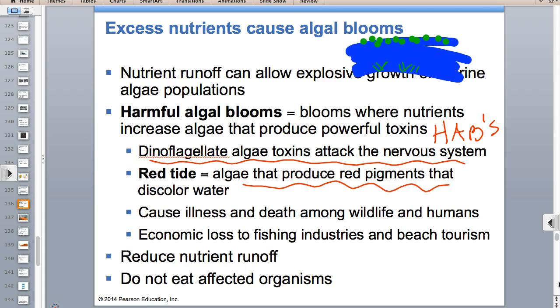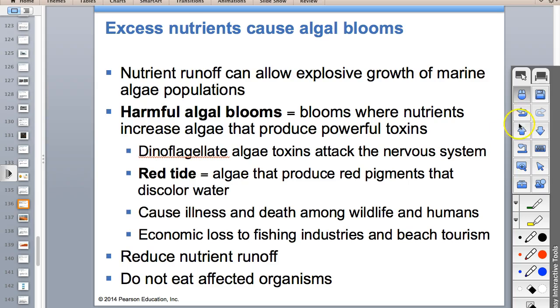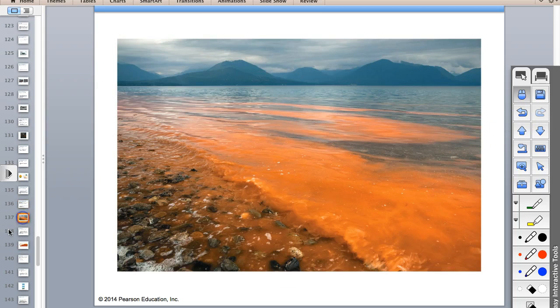And so this can cause economic loss because fishing industries can be impacted. And also people can get sick, and so they won't go to the beach. You can't swim in water with this kind of algae, and don't eat the affected organisms. I've seen those advisory slides. So here's kind of what a red tide looks like.